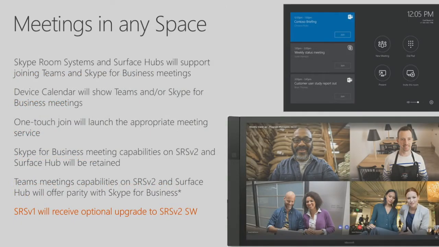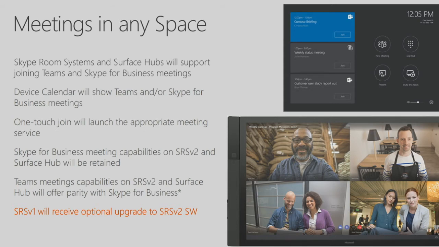So talking a little bit about what it means to support Teams on Skype Room systems. Skype Room Systems and Hubs will support joining Teams and Skype for Business meetings. By design, the experiences are consistent. Notice on the image up in the upper right, the device calendar has both Teams and Skype for Business meetings showing up there. It depends on what service was used by the scheduler who organized the meeting. That's what controls what's there. And then the one-touch join will work for both of those meeting services. And then once you click on the join button, it will launch into the appropriate meeting service.